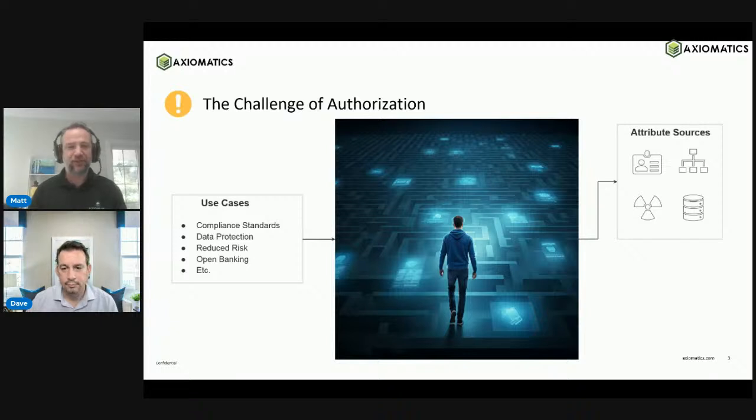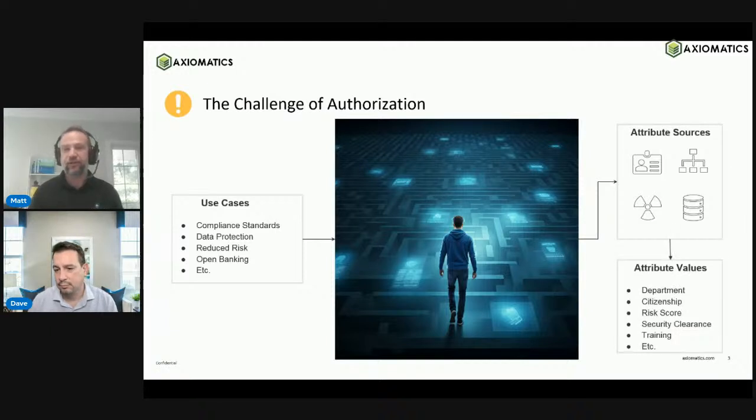Because along the way to the center of the maze, we have to find our way through the different attribute sources in order to pull the different attribute values. And those attribute values might be things like trying to pull in your citizenship or your security clearance, because all of these different values start to go into how we want to build the policies in order to get to our final set of use cases. As you can see, it starts to become a fairly complicated set of options.